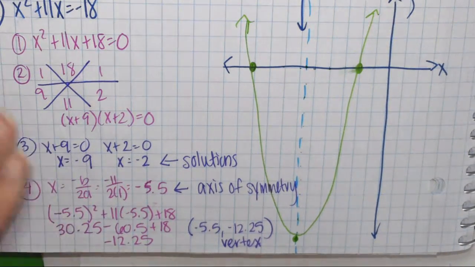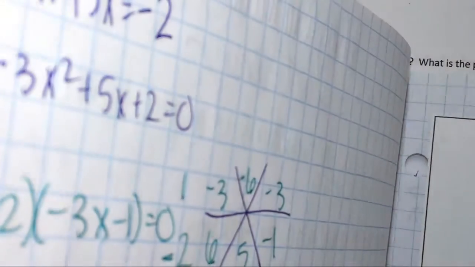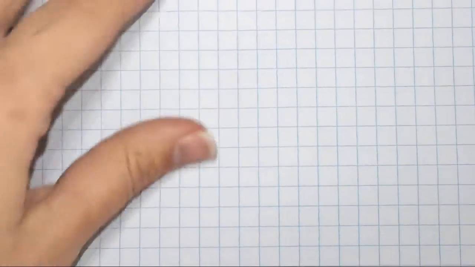All right, number 3. Do number 3 with the O. Let's go. Number 3 says 2x squared plus 9x minus 18.